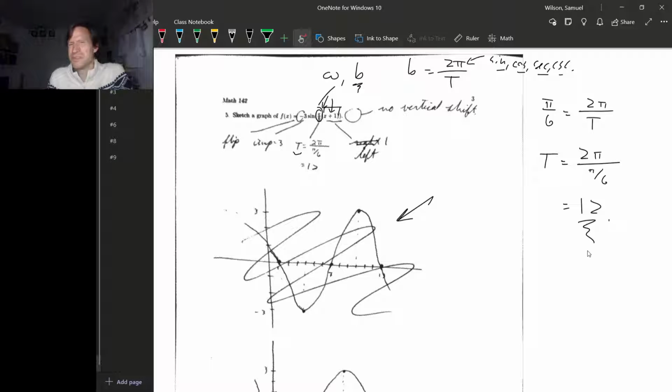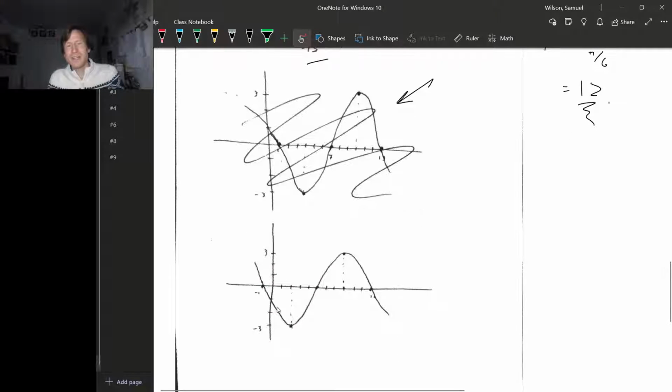Some people seem to think it was 2 pi or 12 pi, or I don't know. There are lots of different answers there. But once you know the amplitude, the period, and the horizontal shift, there's no vertical shift, then you can get the correct graph. So I guess the big takeaway for this one is be careful with your algebra and always check what quadrant you're in.